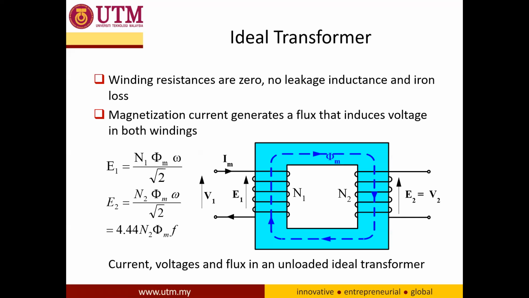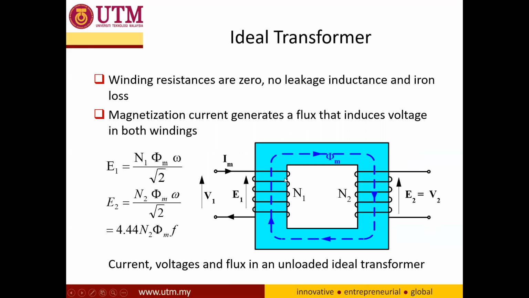Now the ideal transformer. For the ideal transformer, we assume no losses, so we have winding resistance of 0 and no leakage inductance. This shows the ideal transformer. A small current, called the magnetization current, IM, is required to generate a flux. When we have the flux, we induce E1. This E1 is different from V1. V1 is the supply, and E1 is the voltage induced at the primary side.